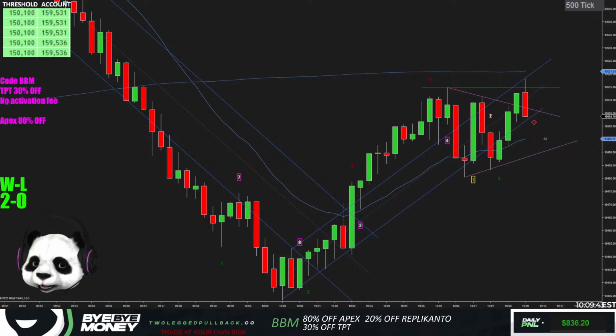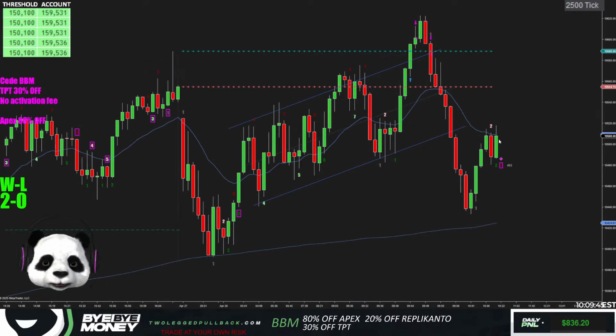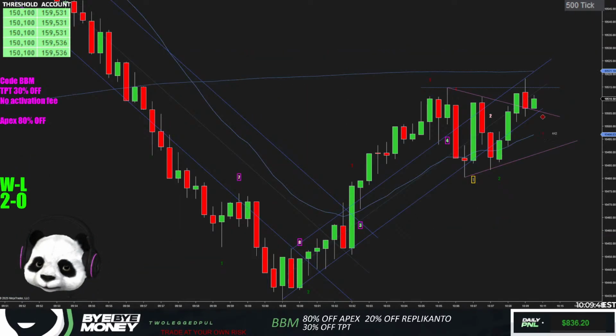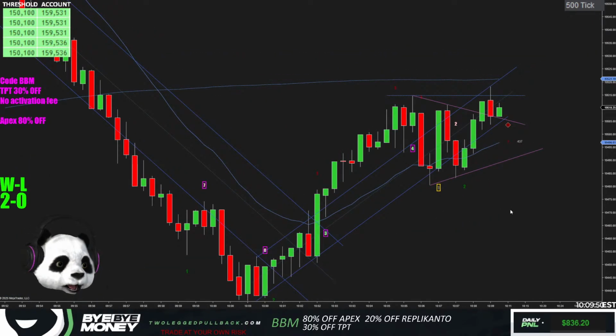This reverses. Second entry short setting up on the 2500 tick chart. It looks nice. Only problem is the risk is huge. Not huge, but it's big. If we're to take it.